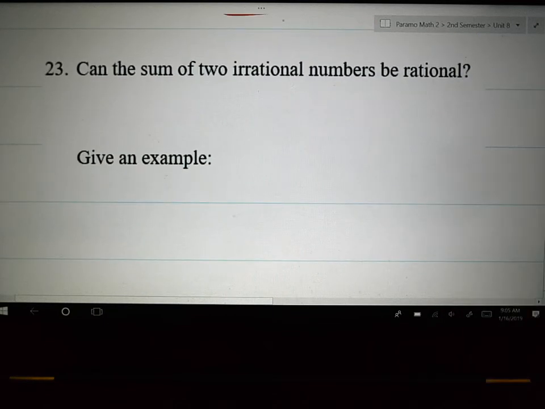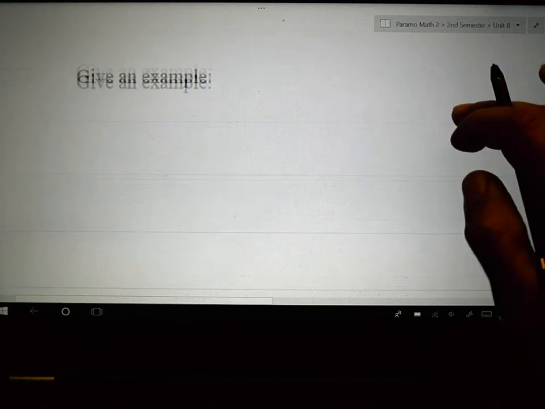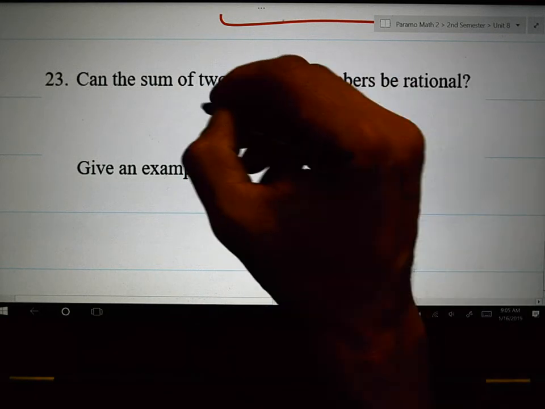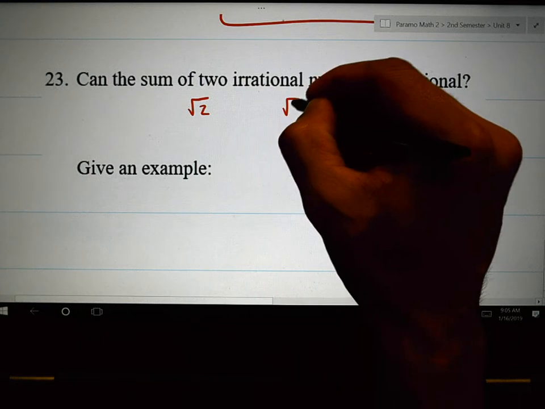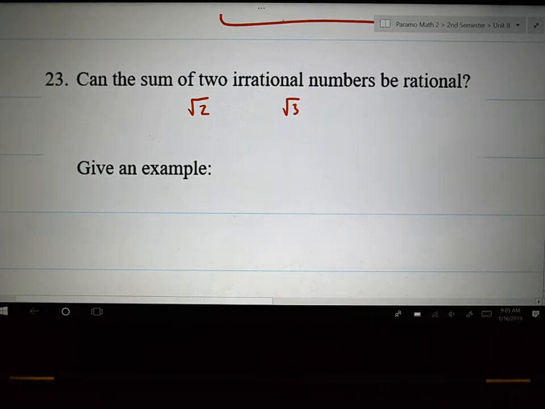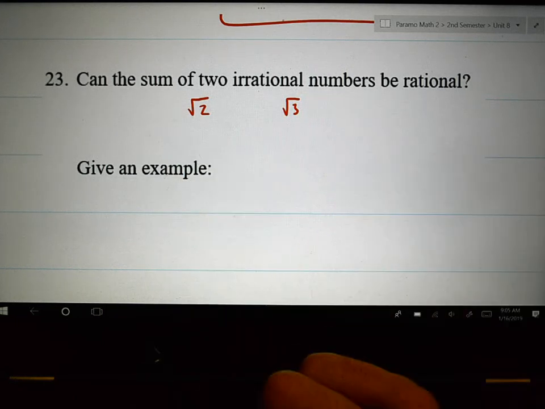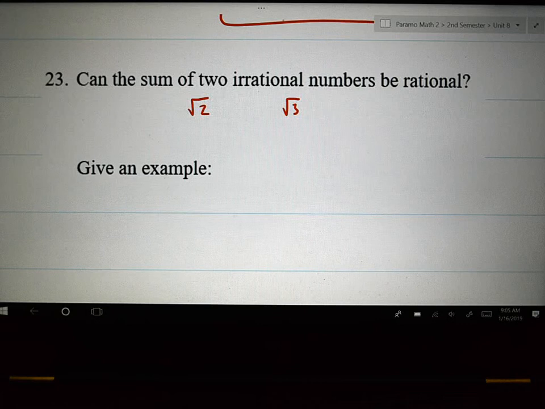Lastly, this is my last example for you, and then I'm going to give you some time to work on your worksheet. It's number 23. It says, can the sum of two irrational numbers be rational? If you think about irrational numbers like the square root of 2 and the square root of 3, you may not see this right away, because you cannot add the square root of 2 plus the square root of 3. They're not the same insides. Can I add them and have it be rational?